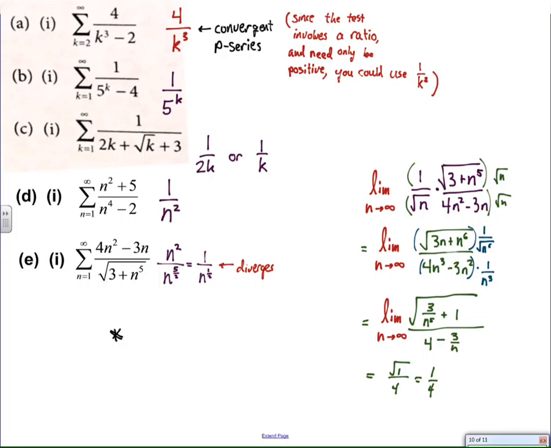Because I've shown or demonstrated that fact, and I know that the series I compared it to produces a divergent series, then my series here that's given, where is it? There we go, is also going to be divergent. So that's the limit comparison test.